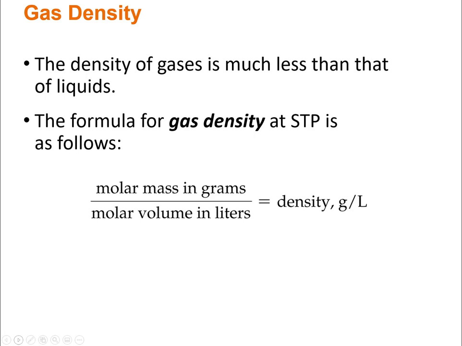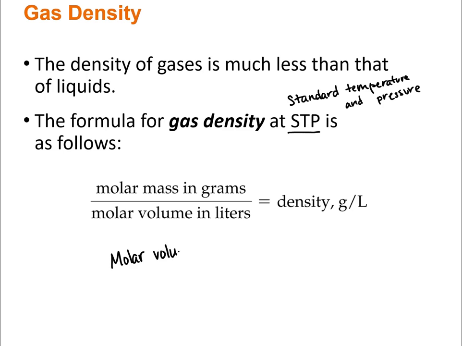The density of a gas is much, much less than that of a liquid or a solid. And at STP, which is standard temperature and pressure, we can define density as the molar mass in grams divided by the molar volume in liters. Remember that molar volume is equal to 22.4 liters. So what we're saying is that if I have the number of grams in my molar mass divided by the molar volume, that is the density of the gas.